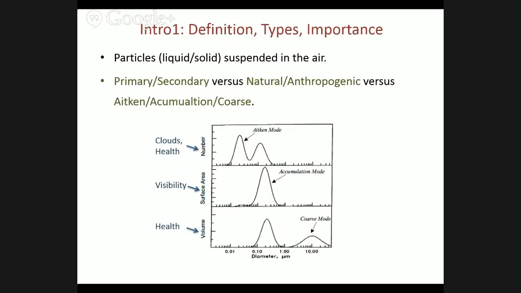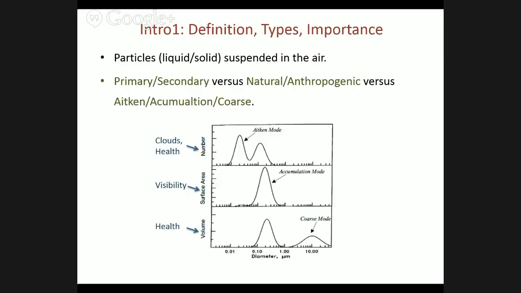So first, what are aerosol particles? Any particles suspended in air, either liquid or solid, can be considered aerosol. There are different ways of classifying them. These are the three main ways of classifying aerosols in the atmosphere. Primary aerosols are the ones which are directly emitted from the processes. The secondary are ones which are not primary. They are not emitted directly from the sources, but they are converted from gas to particle conversion in the atmosphere.